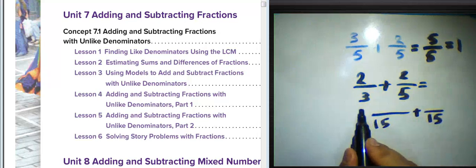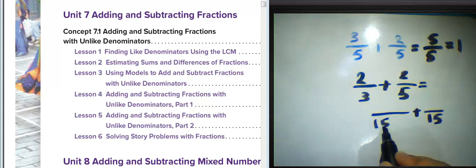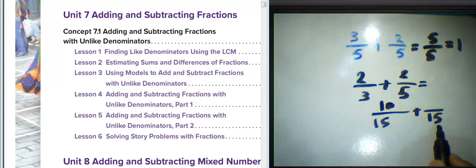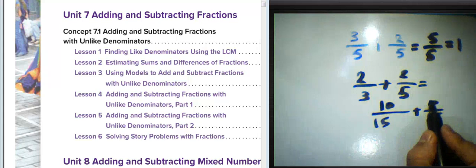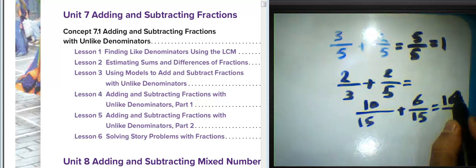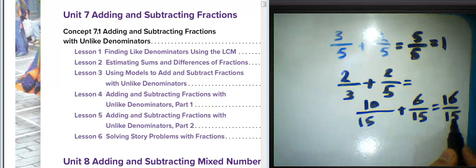Ask yourself, 3 times what equals 15? 3 times 5 equals 15. 2 times 5 equals 10, and for the 5 it will be 15 by multiplying by 3. 3 times 2 equals 6. The result will be what? We know 10 plus 6 equals 16, and we write 15 in the denominator here.